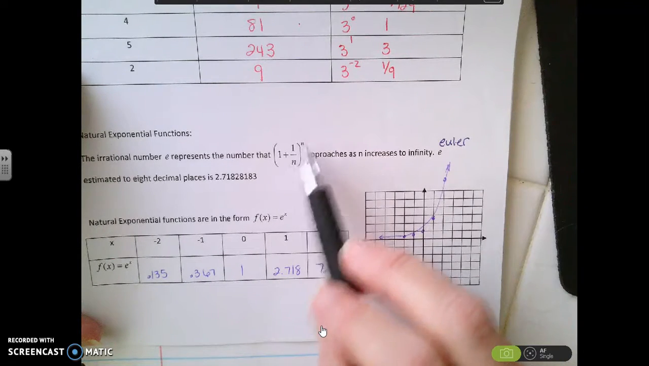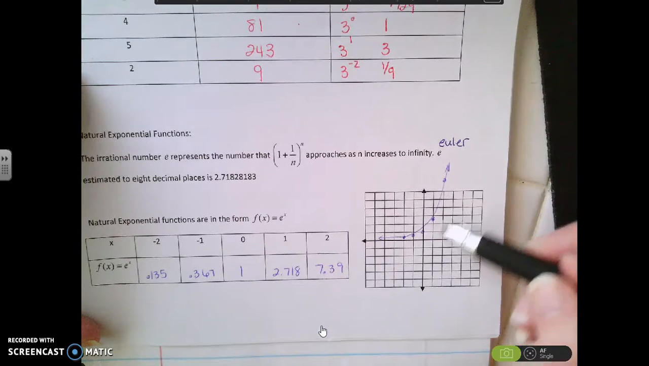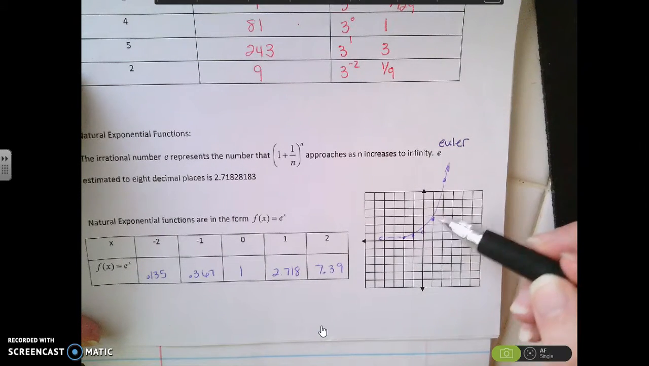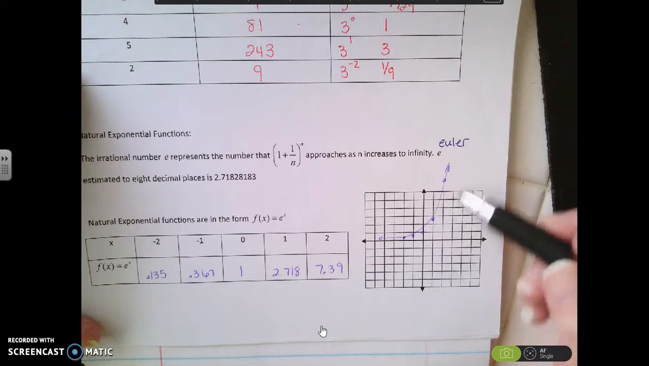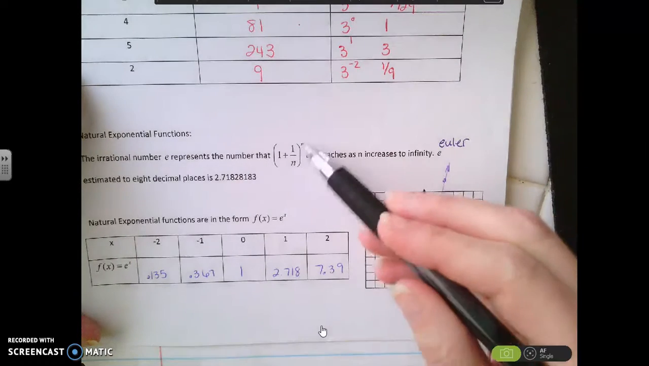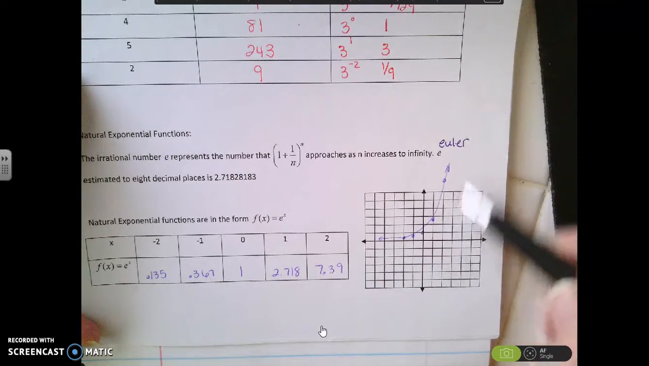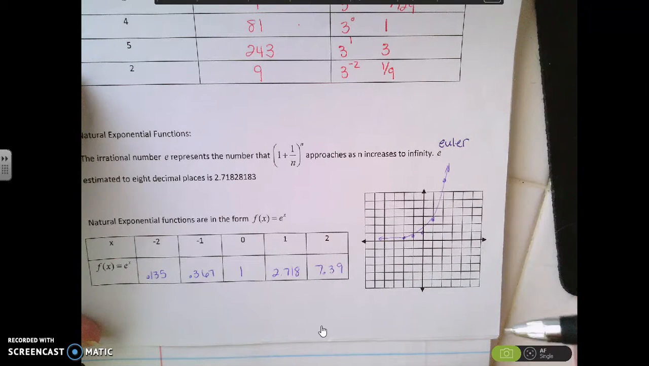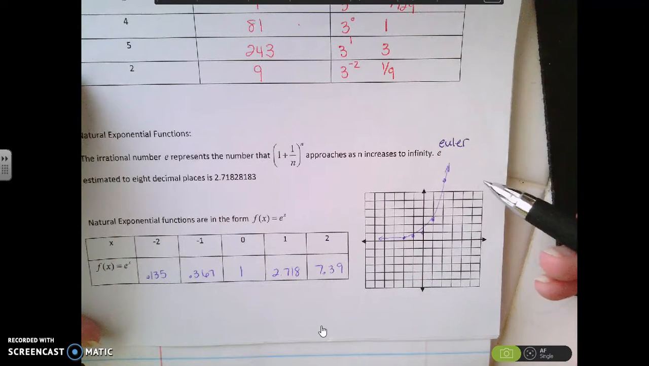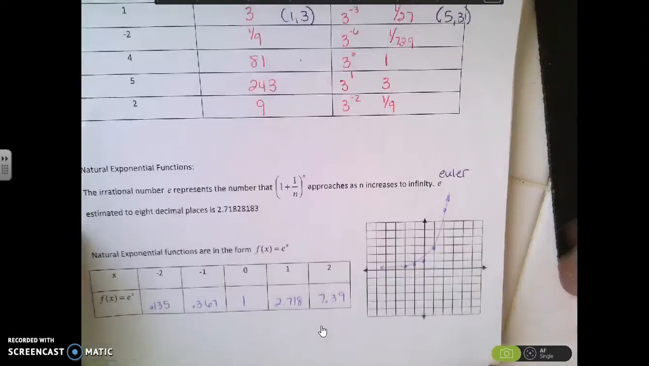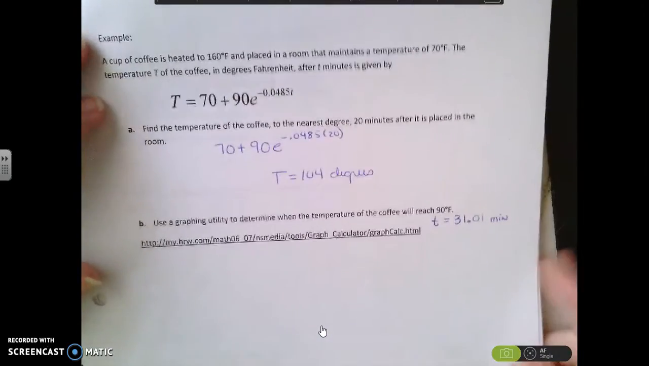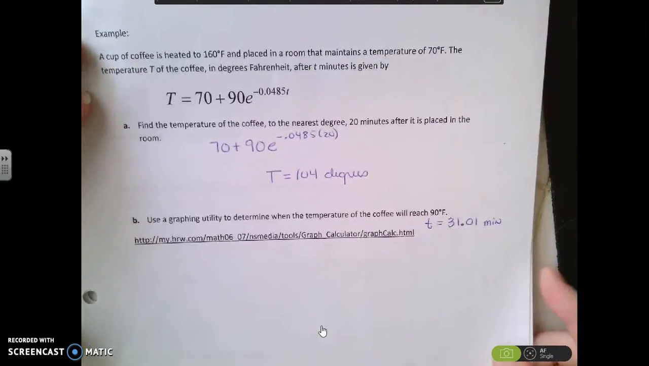It is an exponential value, and what we find over here is that as x grows to infinity, or as n grows to infinity, we're going to get closer and closer to this Euler value, which is 2.71828. You could put that in your calculator and test it, but we're not going to focus on that right now.